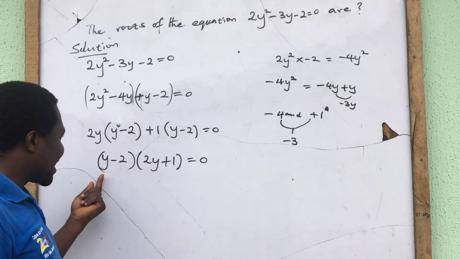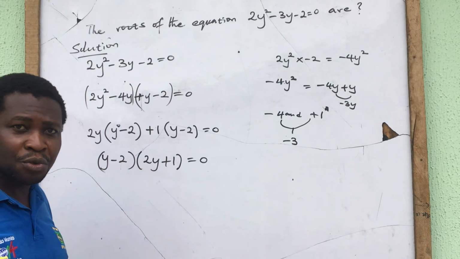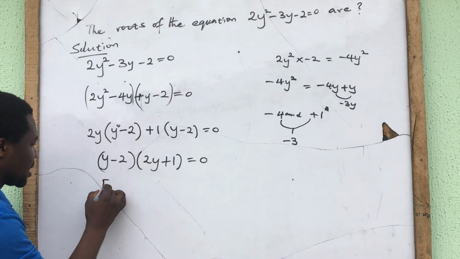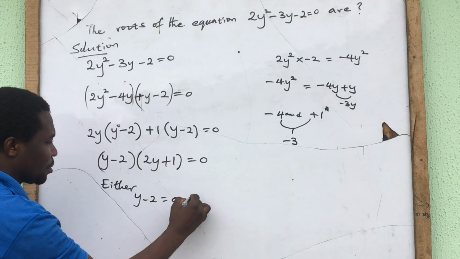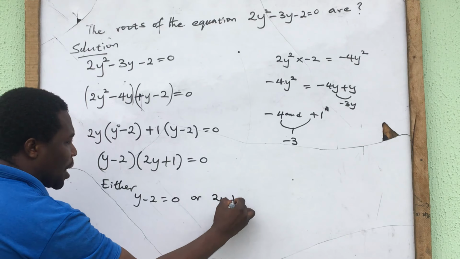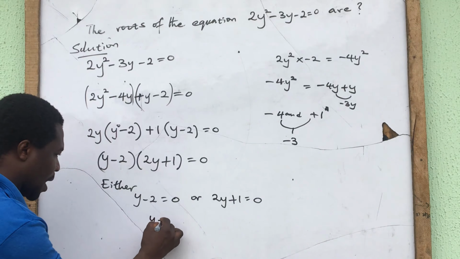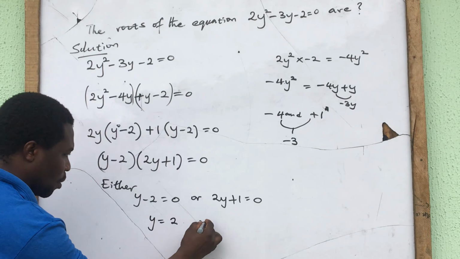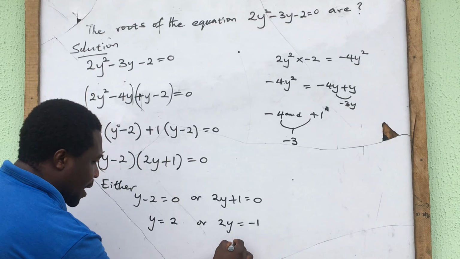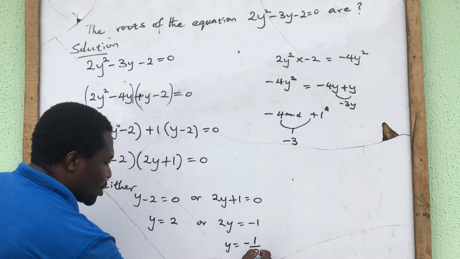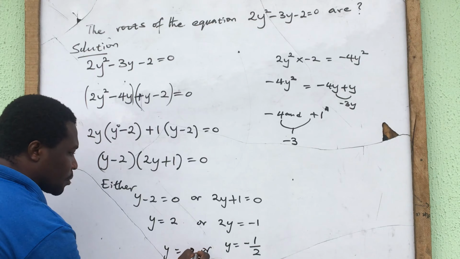That means it's either y minus 2 equal to 0 or 2y plus 1 equal to 0. So the next step to take, you can see our y now equal to 2 or 2y equal to minus 1, meaning that y equal to minus 1 over 2. So y equal to 2 or y equal to minus 1 over 2.